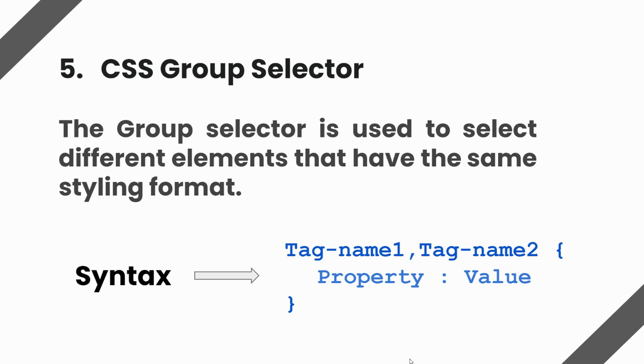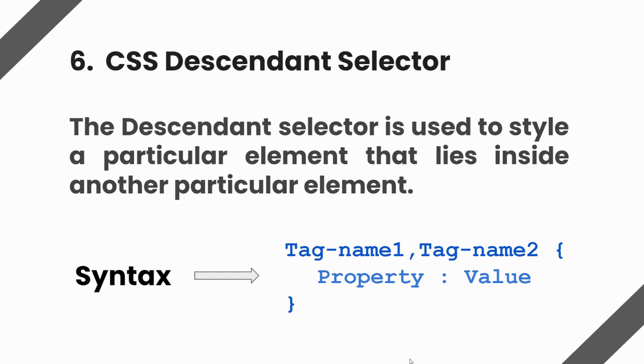So let's see the last selector we have. As you can see, the last selector here is the CSS Descendant Selector. The Descendant Selector is used to style a particular element that lies inside another particular element.